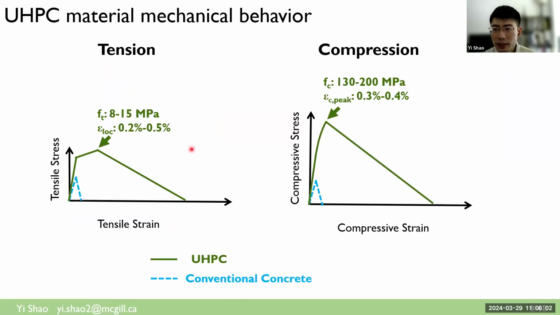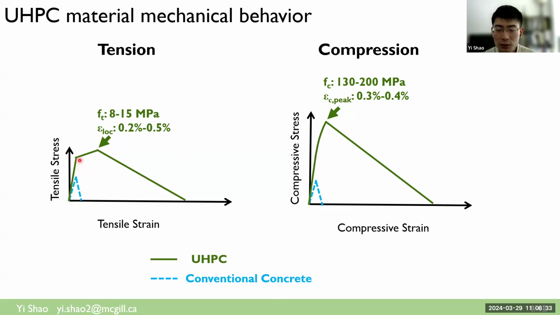After briefly talking about the material design of UHPC, let's talk about the material level mechanical behavior of UHPC and how it compares to conventional concrete. Here the green line represents UHPC and the blue dashed line represents conventional concrete. Under tension, traditional concrete will behave linear elastically until cracking, and after cracking, it will lose its tensile strength very quickly because there's nothing bridging the cracking plane.